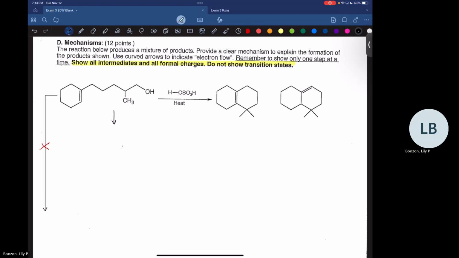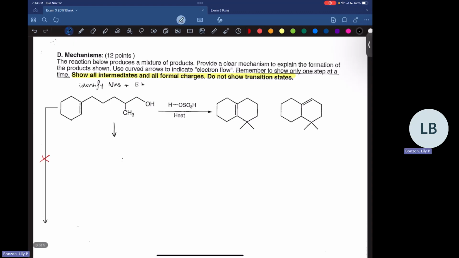Okay, so for mechanism, mechanism is mechanism. Make sure to first identify your nucleophiles and electrophiles. It's kind of given to us with the HOSO3H. So we're hinted that we're going to be taking this proton from the H2SO4. So we're taking an acidic proton. We just need to identify which nucleophile is going to take that acidic proton.